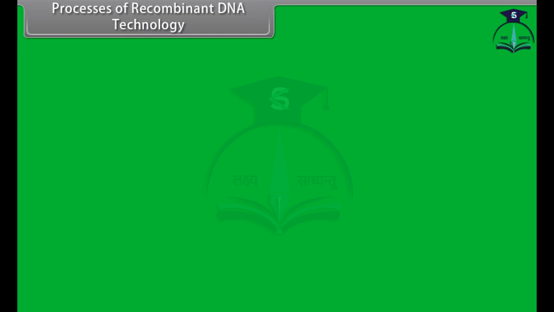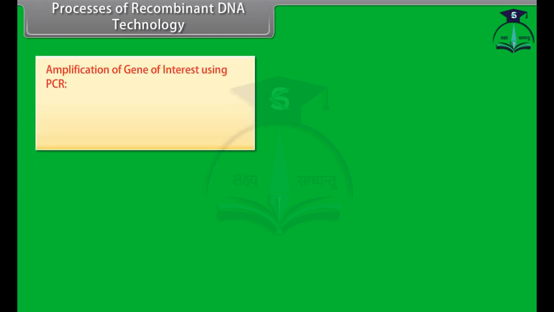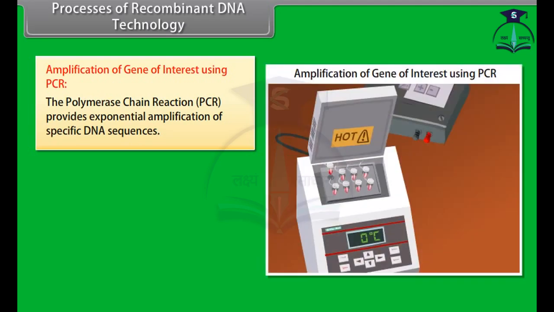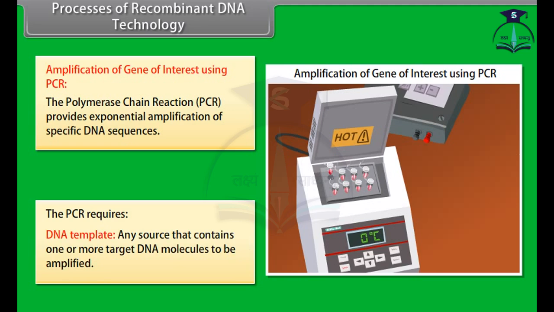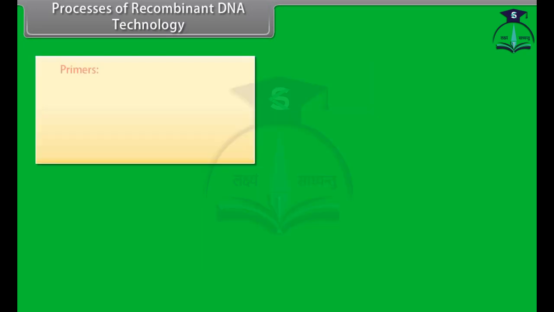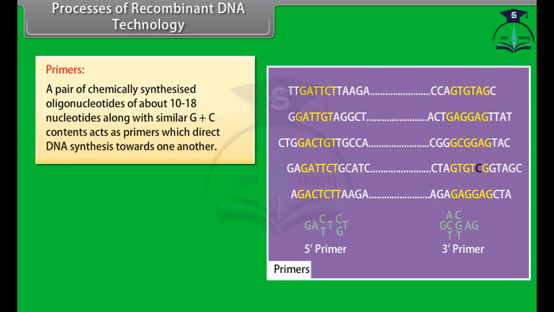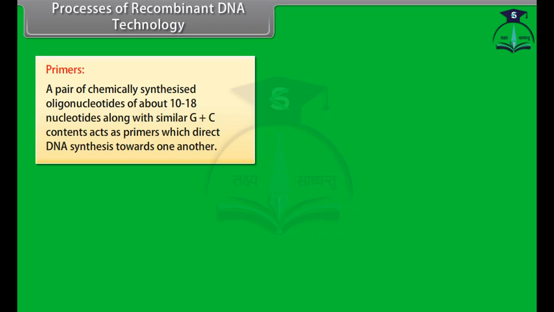Processes of recombinant DNA technology. Amplification of gene of interest using PCR. The polymerase chain reaction, PCR, provides exponential amplification of specific DNA sequences. The PCR requires DNA template: any source that contains one or more target DNA molecules to be amplified. Primers: a pair of chemically synthesized oligonucleotides of about 10 to 18 nucleotides along with similar G plus C contents act as primers which direct DNA synthesis towards one another.